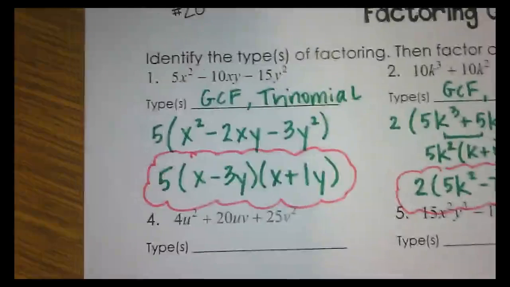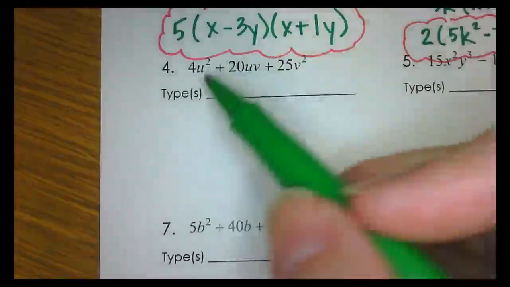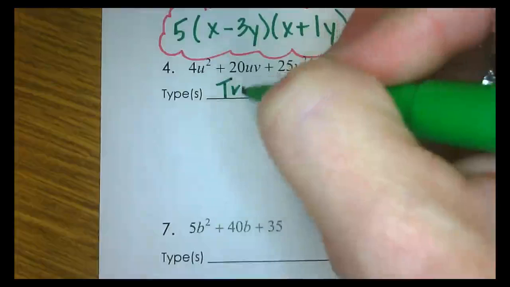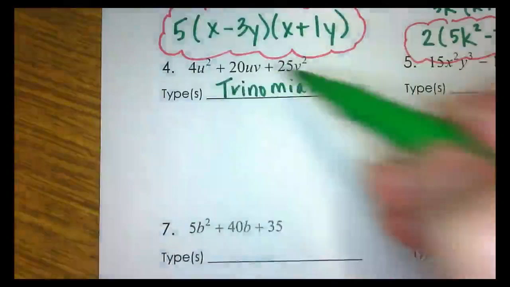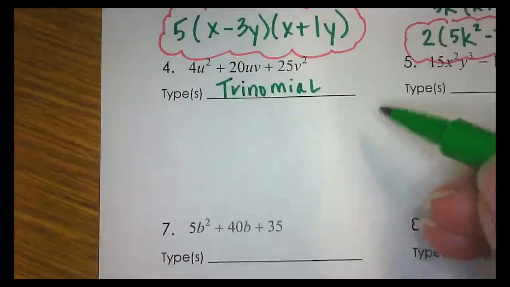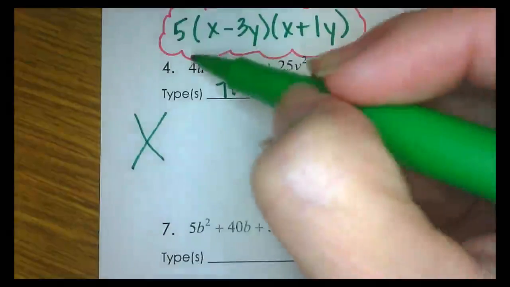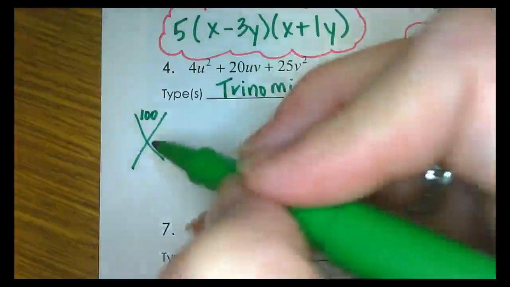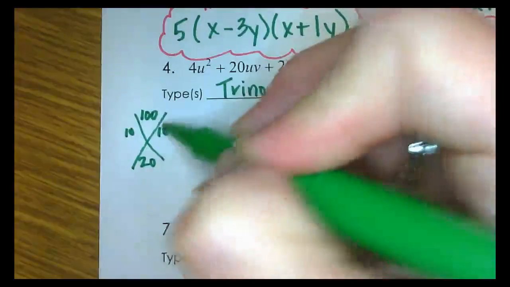All right, next one, number 4. First thing I'm going to look for is GCF. I don't see one. So what I do see is a trinomial with a leading coefficient. So this is a trinomial. When I have a trinomial with a leading coefficient, I am going to come over here and do the big X. So I'm looking for numbers that multiply to be 100, but add up to 20. So that's going to be 10 and 10.